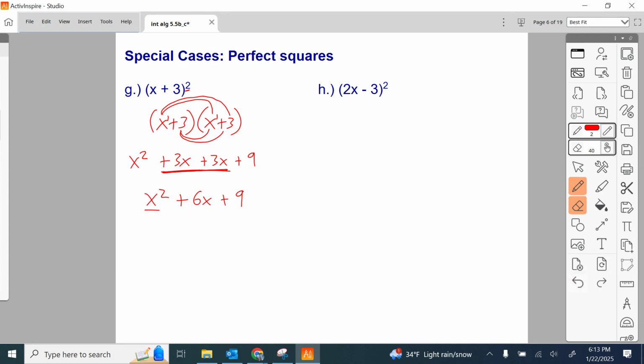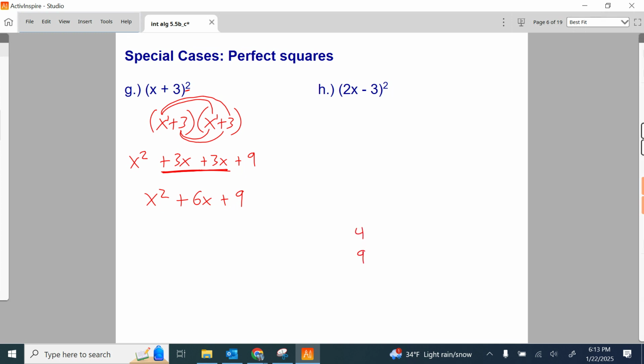Okay, so why is it called a perfect square? Last semester we talked about numbers that are perfect squares. Some examples would be 4, 9, and 16, some of the first perfect squares that we have. They're called perfect squares because these numbers represent the area of a perfect square.